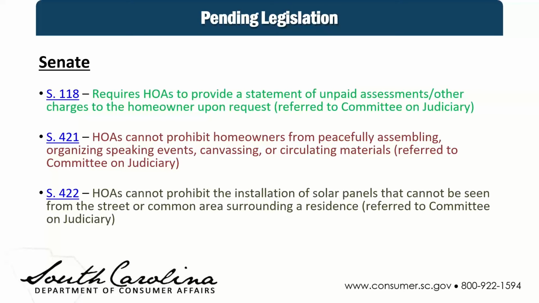Now on the Senate side, there's a couple of bills out there. Senate Bill 118 would require HOAs to provide a statement of unpaid assessments or other charges to the homeowner upon request. That's been sent to the Senate's Committee on Judiciary. Senate Bill 421 would state that HOAs cannot prohibit homeowners from peacefully assembling, organizing speaking events, canvassing, or circulating materials. And Bill 422 would say that HOAs cannot prohibit the installation of solar panels that cannot be seen from the street or common areas surrounding a residence.